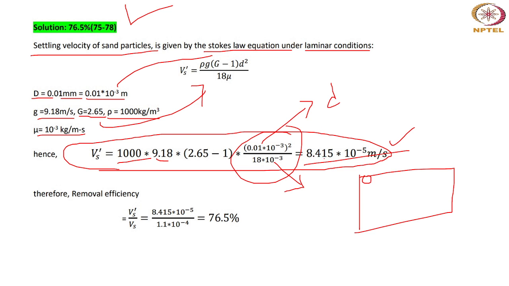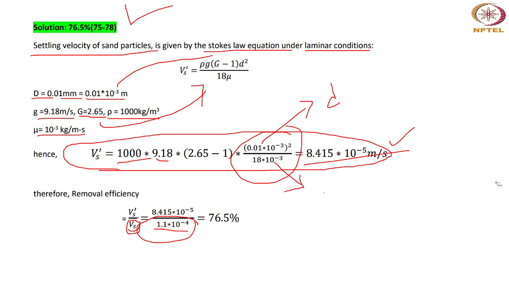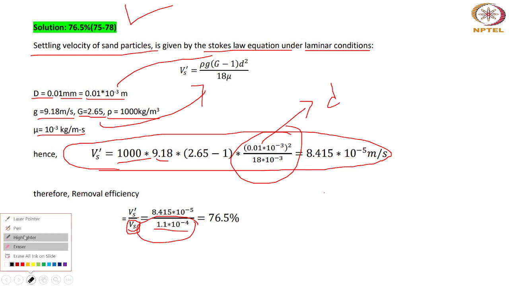So it will take 8.415 into 10 to the power minus 5 meter per second. But here the velocity we are providing is 1.1 into 10 to the power minus 4. We got this velocity from the previous question, the last question, right? So be careful with this concept, because this concept should be clear.